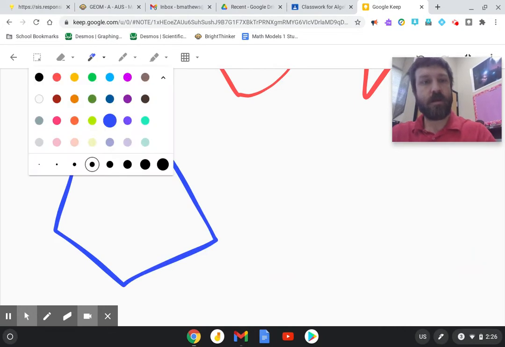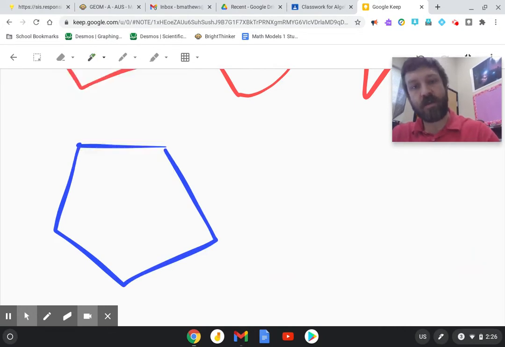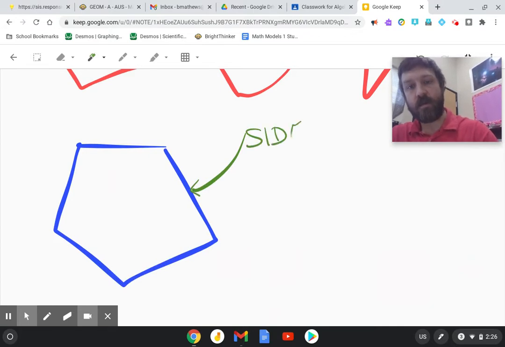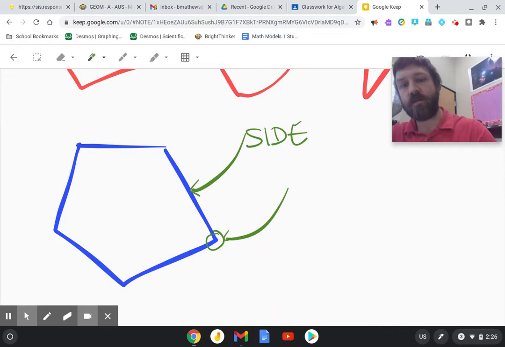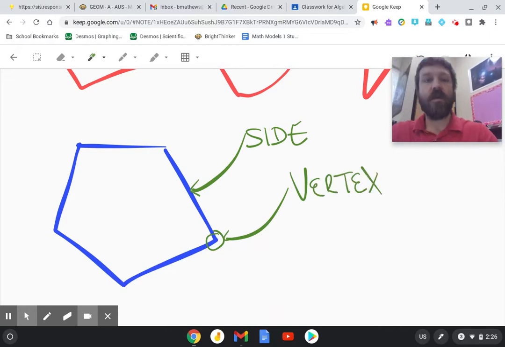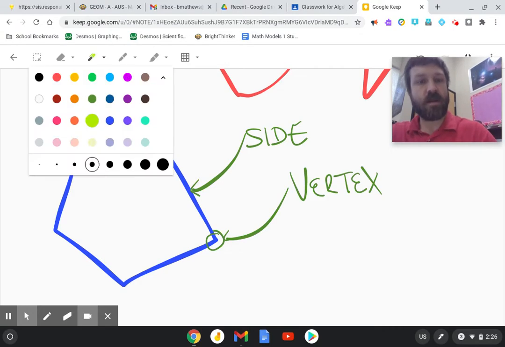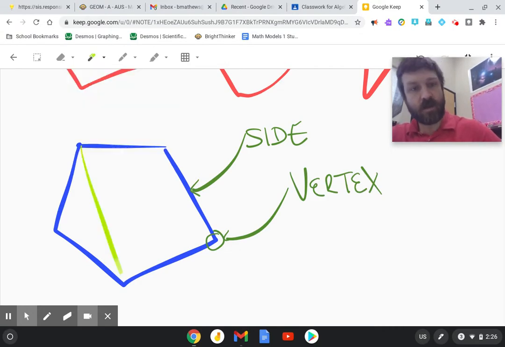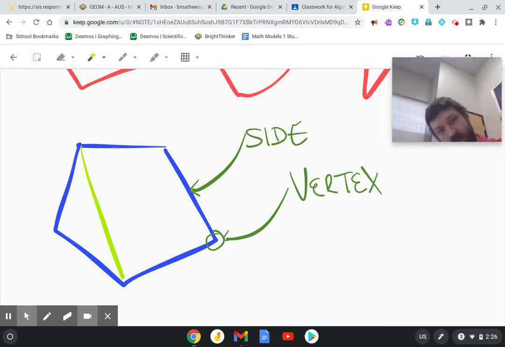we have two main things that we're looking at. We have the sides of the polygon, which would be like this. This is a side. And then we have these items here, the corners, which are each called a vertex. So those are the main parts of a polygon. Also, within a polygon, we have lines that connect two vertices, and that is called a diagonal.